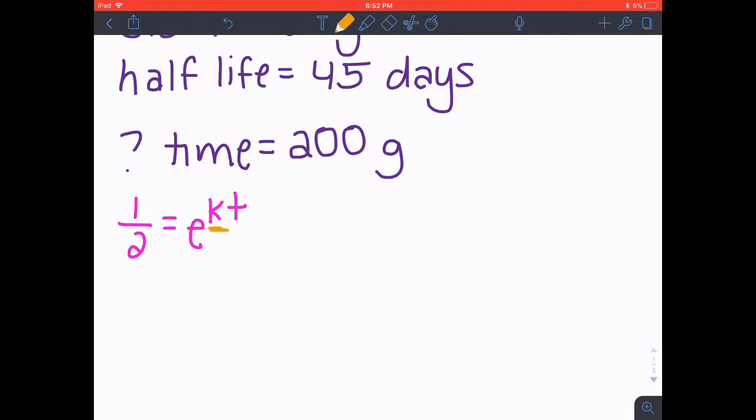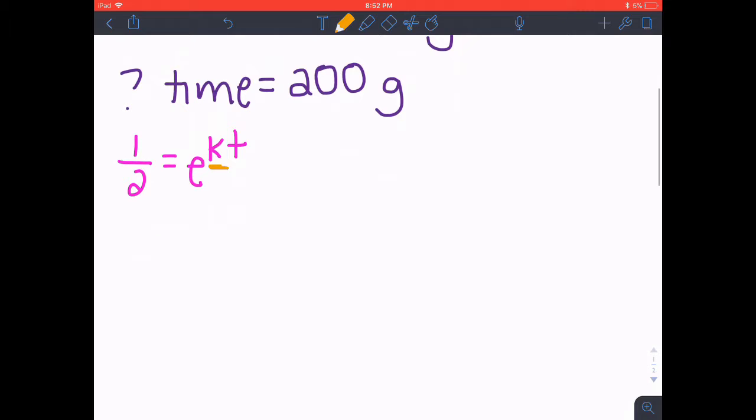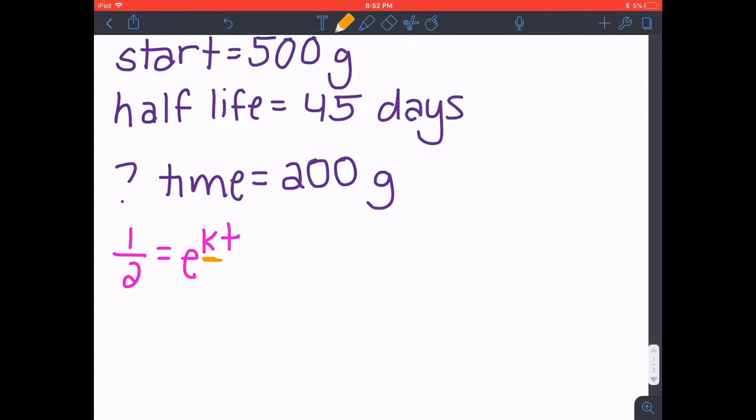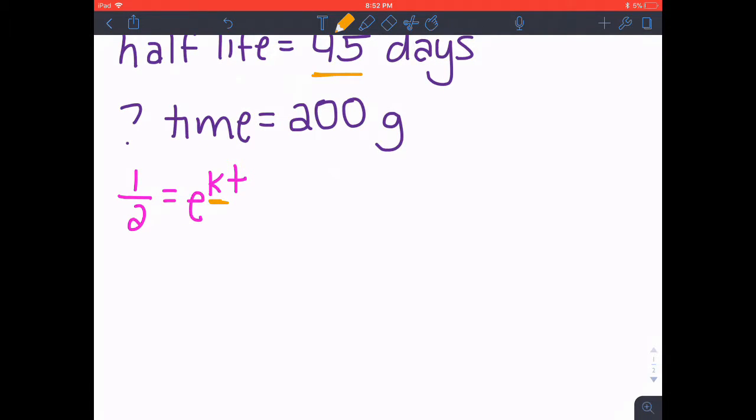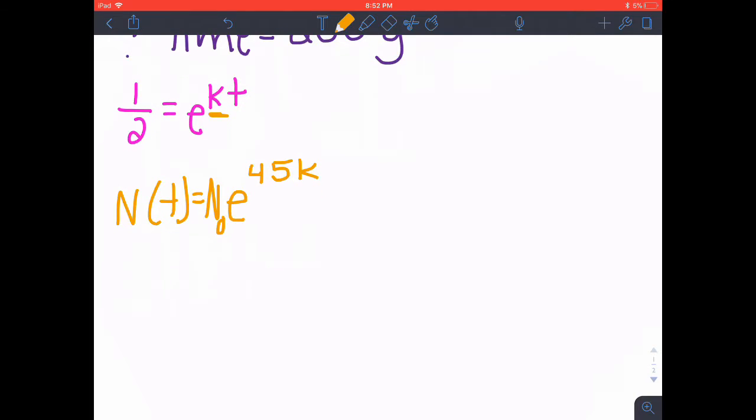What you want to solve for in these equations is k, because usually k is not provided to you. So what you want to do is take the equation from above and set N of t equal to the original amount times e to the 45k in the exponent. The reason you want to do this is because you know that the half-life is 45 days, and you want to solve for k.